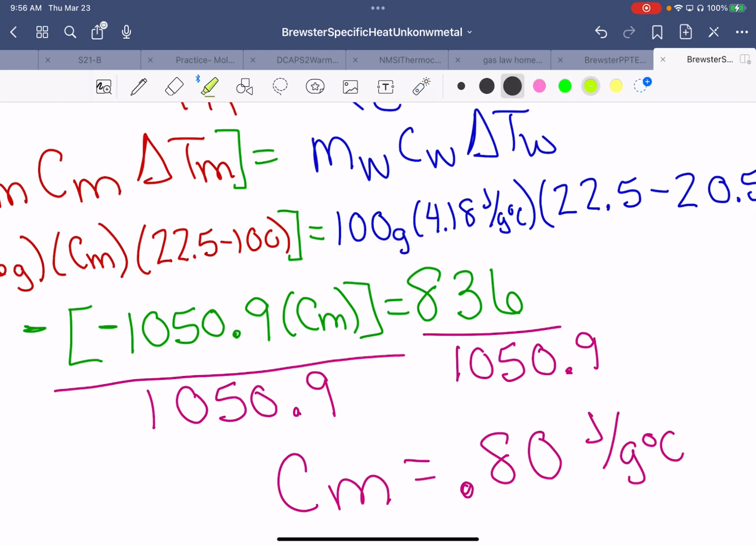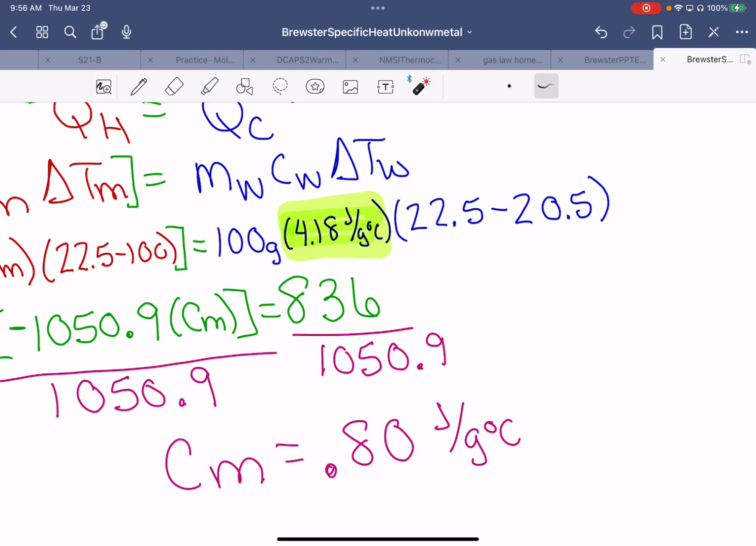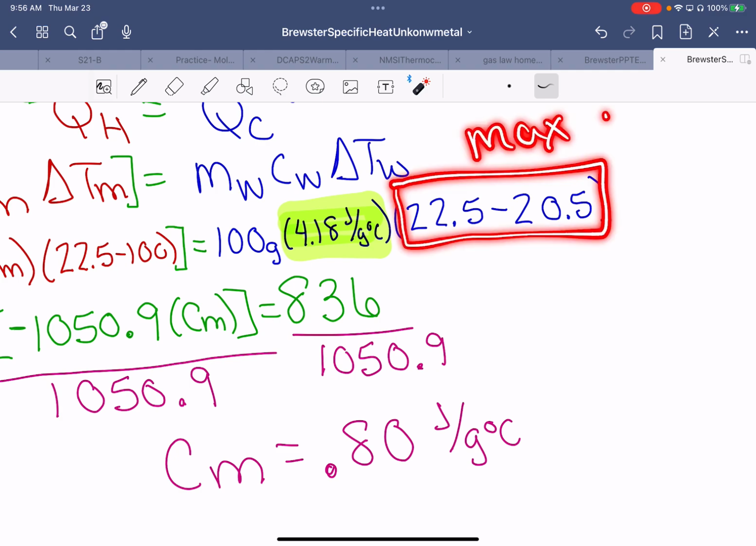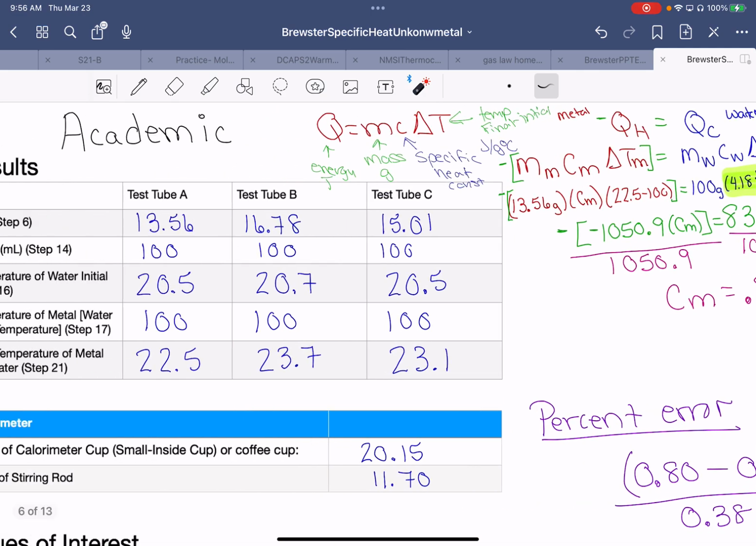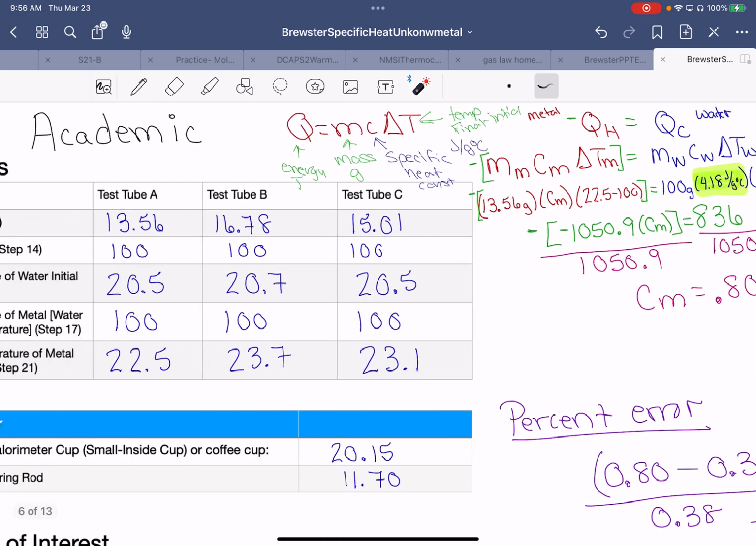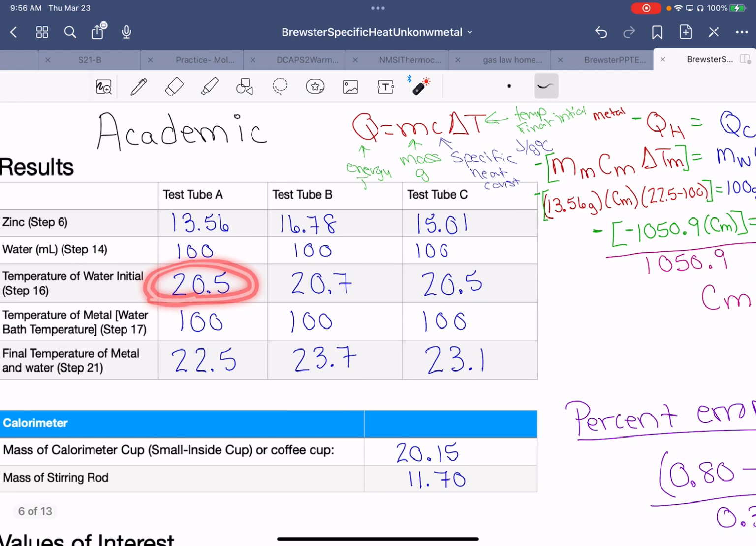Okay, this number here is set. Everyone will use 4.18 joules per gram degree Celsius. Everyone uses that number, right? The next set of numbers comes from your chart. This is your max and min from your chart. So when you did your statistics on your graph, you got those numbers. So over here, it's this number, that's my initial, and this is my final. So I'm going to take final minus initial.